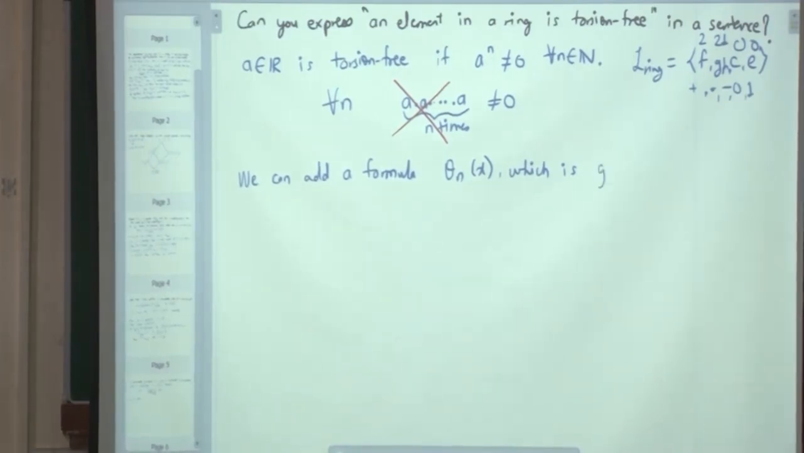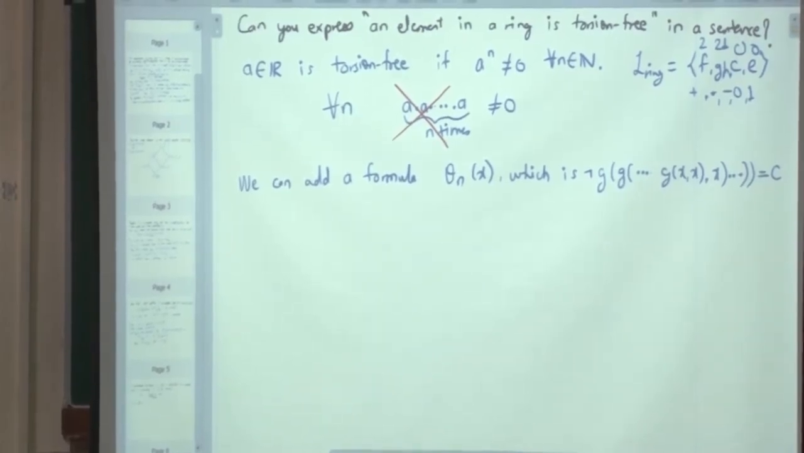So we have to write that G of, and so on. Finally, you will have G of x comma x comma x and so on, and that is not equal to C, and you put a negation. Okay, so this is the formula which expresses that x is not a torsion element of order n, and then you have to say that x is not a torsion element of any order n.